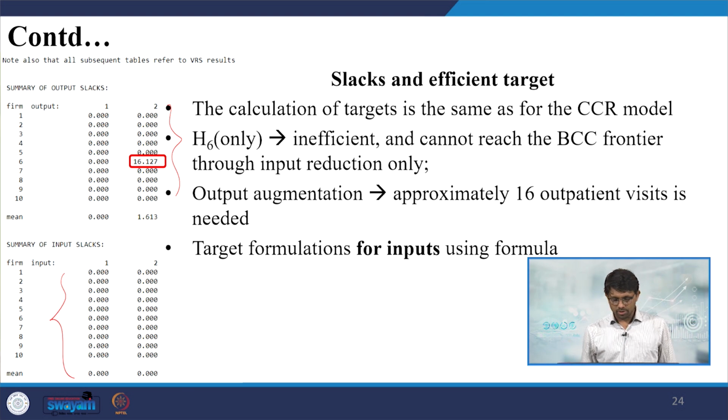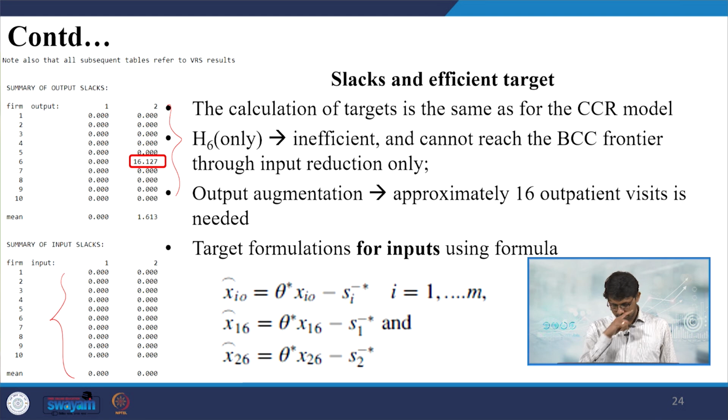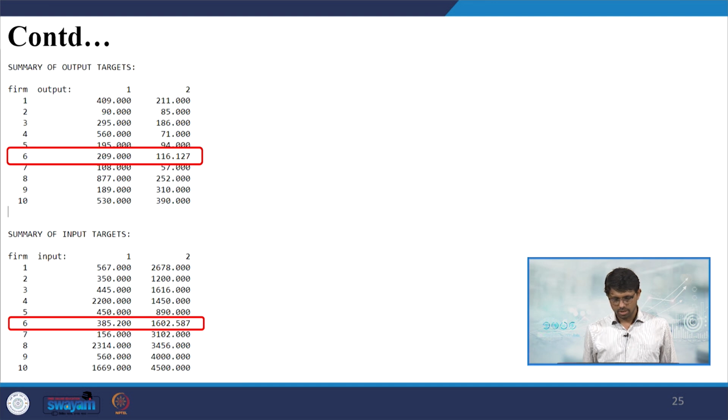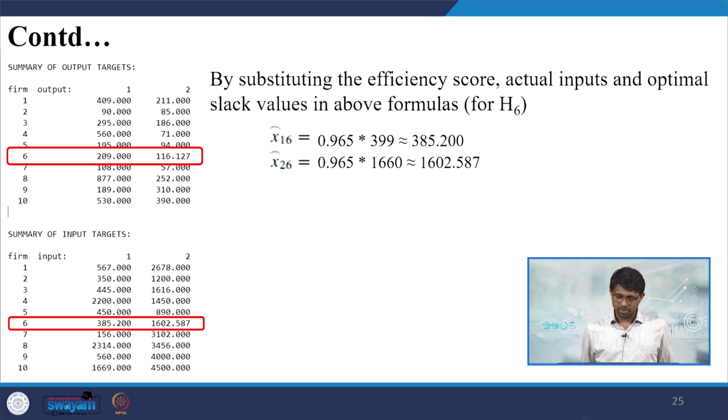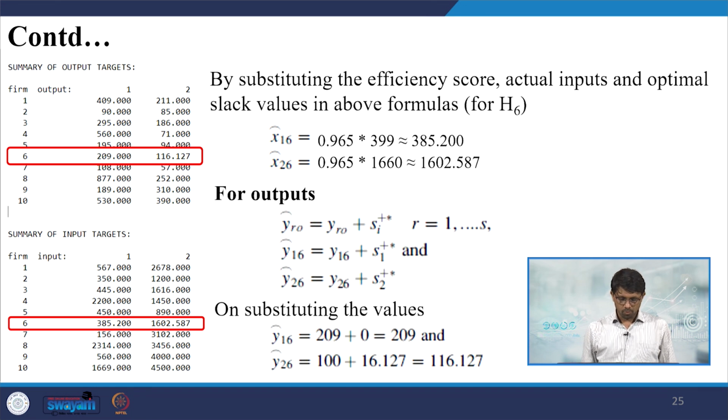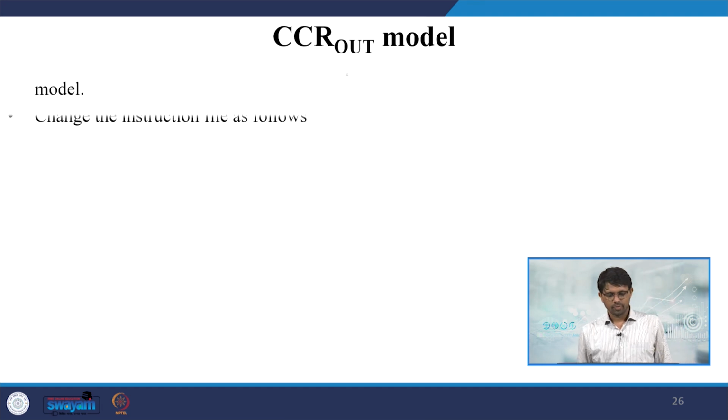And target formulation for inputs uses the formula which we used earlier. You can just apply it the same way which we discussed in the CCR case. And here for the 6th, you can just see by substituting the efficiency score, actual inputs and optimal slack values in the above formula, we get these levels for output, and by substituting the values we get the exact values in the outputs. So, you just cross-check. If you have any doubt, we will be happy to address it.